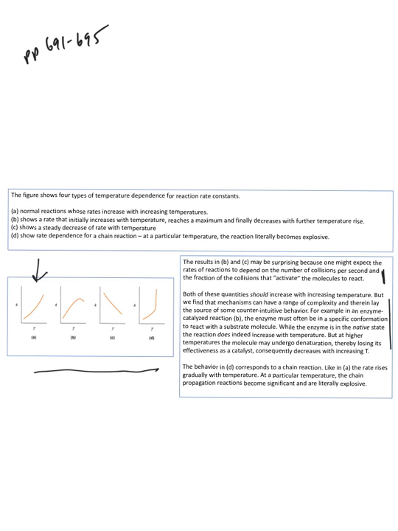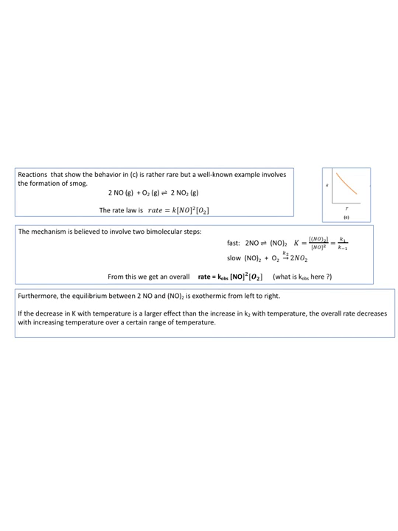The behavior in D corresponds to a chain reaction. Basically, you just get a point at which there's uncontrolled growth in the reaction. We're not going to spend a ton of time on that, but let's explore these exceptions a little bit more on the later slides. So here's an example more of C that is really surprising, that increasing the temperature actually makes the rate go down.